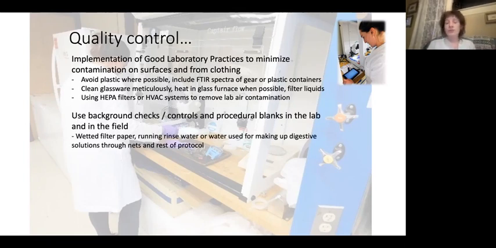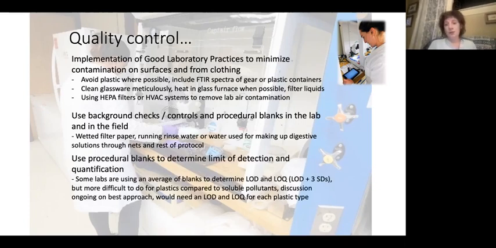Use background checks and controls and procedural blanks in the lab and in the field. Usually just a piece of wetted filter paper will do. And then, like we've talked about before, using procedural blanks is really important, and you can use these to determine the limit of detection and quantification.